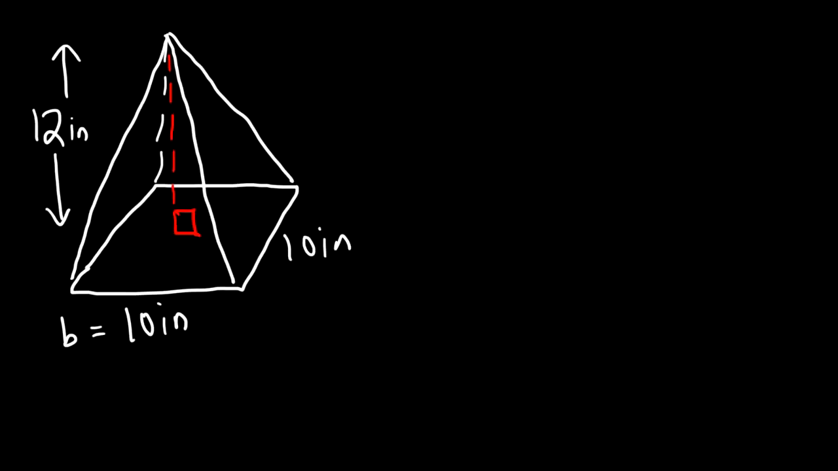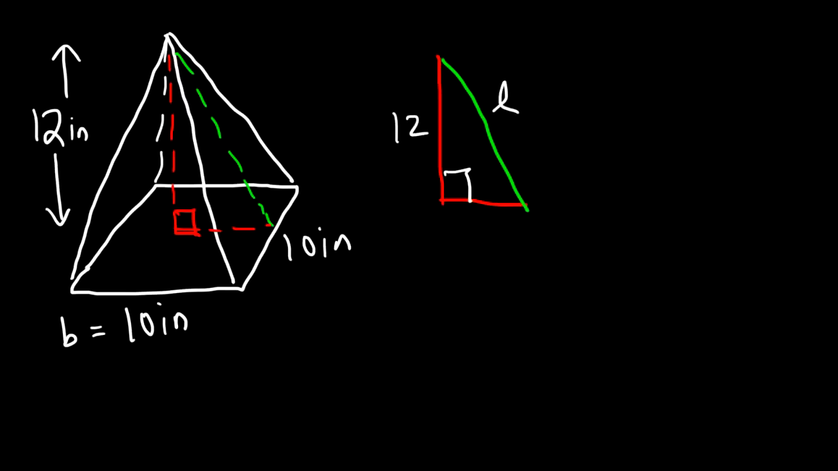Well, first we need to calculate the slant height. So we've got to find the length of this green line. So how can we do that? Notice that we can make a right triangle. So I'm just going to redraw the right triangle. We have the height of the triangle. We know it's 12. We need to find the length of the green line, which is l, the slant height. But what is the base of the triangle?